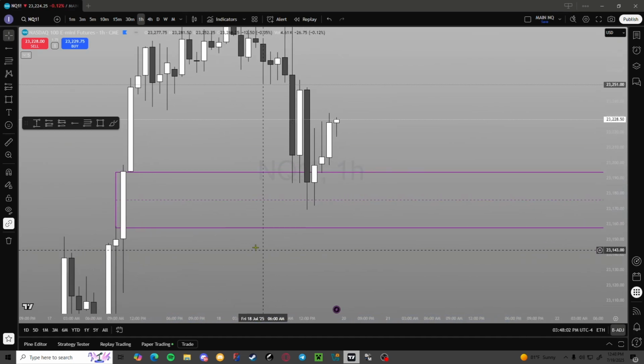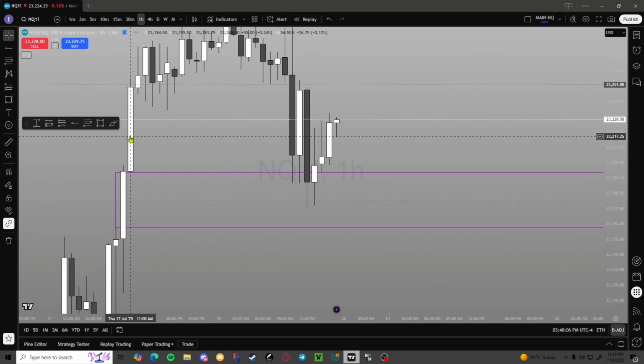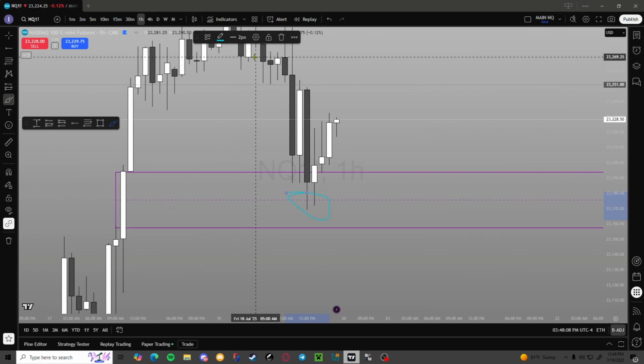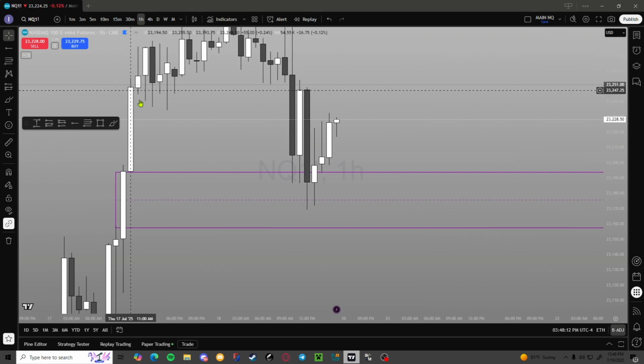Tapping into the 50%. You see how we tapped into the middle of it on that dotted line? Yeah, right in the middle. That would have been a perfect entry. You would have had very little drawdown. It would have been perfect.